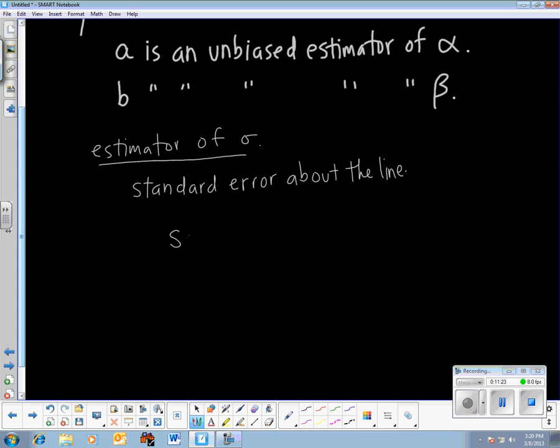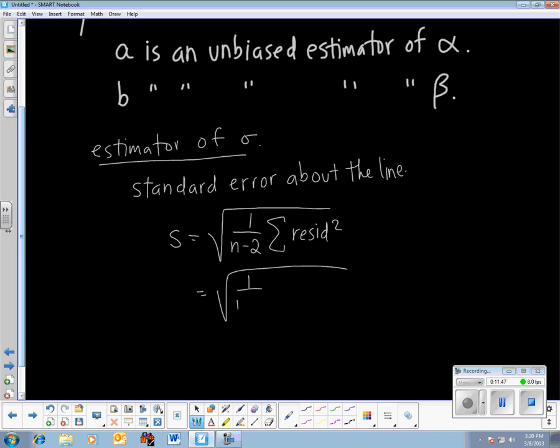Just as we've used in the past, S is going to be our estimator of lowercase sigma for standard deviation. So let's just cut to the chase. Here's the equation for it: 1 over n minus 2. It turns out you have n minus 2 degrees of freedom with these. I'll talk more about that later as well. Times the sum of the residuals squared. Or, another way to say it, 1 over n minus 2. Residual is a term from a while ago, which is the difference between the actual and the predicted, y minus y hat, where y hat is the predicted. And this is going to estimate the standard deviation.